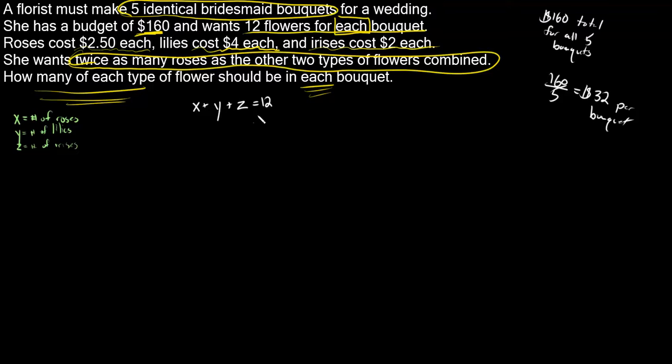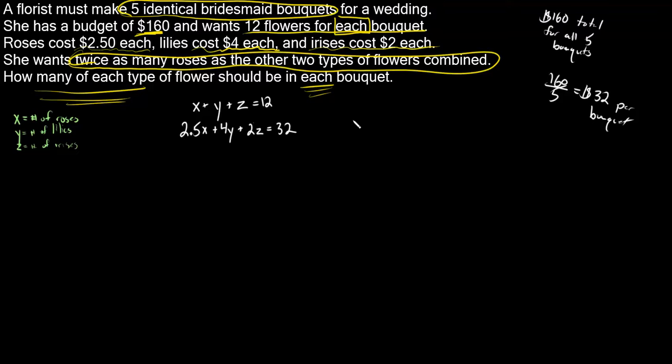So how are we going to get there? Well, 2.5x tells us how much we're spending on roses, 4y is how much we're spending on lilies, and 2z is how much we're spending on irises. If I add them all together, it needs to equal the budget of $32 per bouquet, not for all of them, per bouquet.